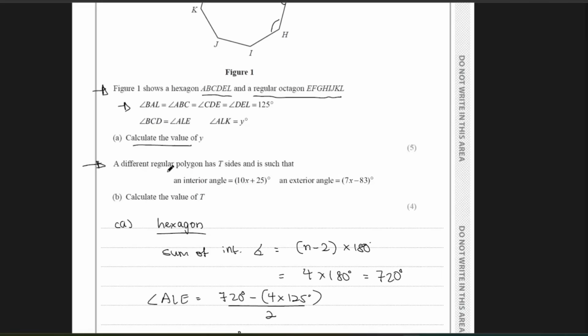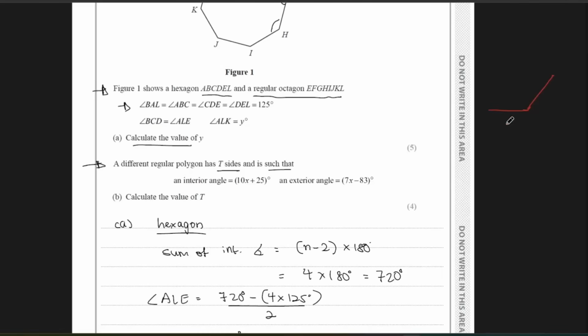Question B: a different regular polygon has t sides and is such that the expression for an interior angle is 10x plus 25 and an exterior angle is equal to 7x minus 83. x is an unknown. The question says calculate the value of t, where t is the number of sides. Whatever polygon this is, if we have the expressions for the interior angle and the exterior angle, we can solve for their exact values first. How do we do that?